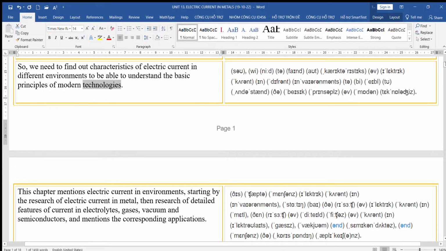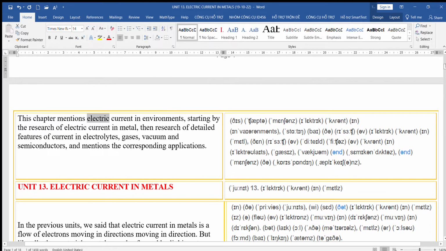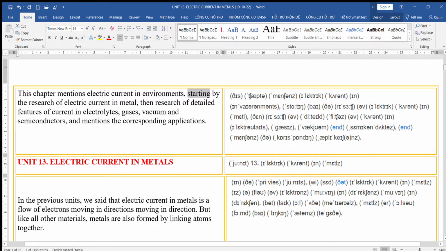principles of modern technologies. This chapter mentions electric current in environments, starting with the research of electric current in metal, then research of detailed features of current in electrolytes, gases, vacuum, and semiconductors, and mentions the corresponding applications.